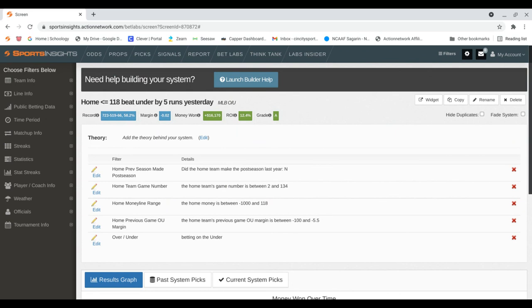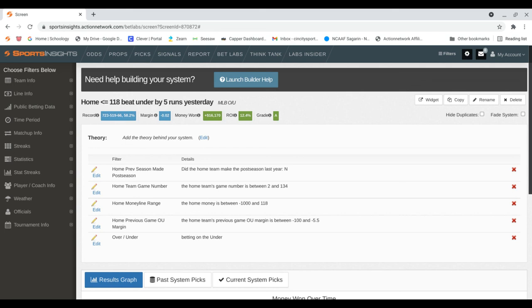The other conditions here are that the home team can't be a dog of more than plus 118. This is built in to try to prevent extra innings. If the home team is a favorite, then ideally they shouldn't bat in the bottom of the ninth at all, eliminating the possibility of killing our under in extra innings. Up to a plus 118 dog is the limit here for that reason.